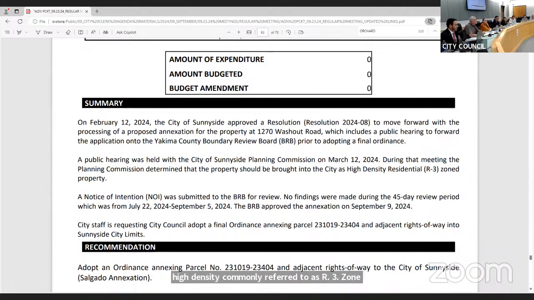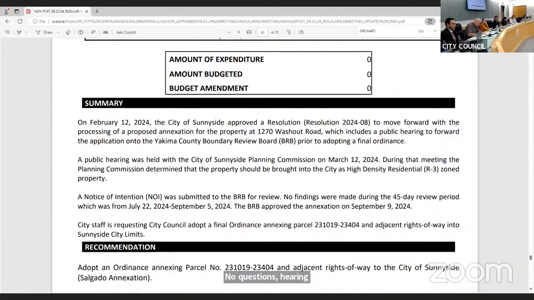A notice of intention was submitted to the BRB for review. No findings were made during the 45-day review period, which was from July 22nd of this year to September 5th. So quite recently, the BRB approved the annexation on September 9th of this year. And city staff is requesting city council to adopt a final ordinance on the parcel and adjacent rights of way into the Sunnyside city limits. HLA is here. Joseph Calhoun, who's been working with us on this item, is here to answer any questions that the council may have. Council, questions for either the manager or Mr. Calhoun? No questions from me. Okay, hearing none, what is the desire of council on this item?